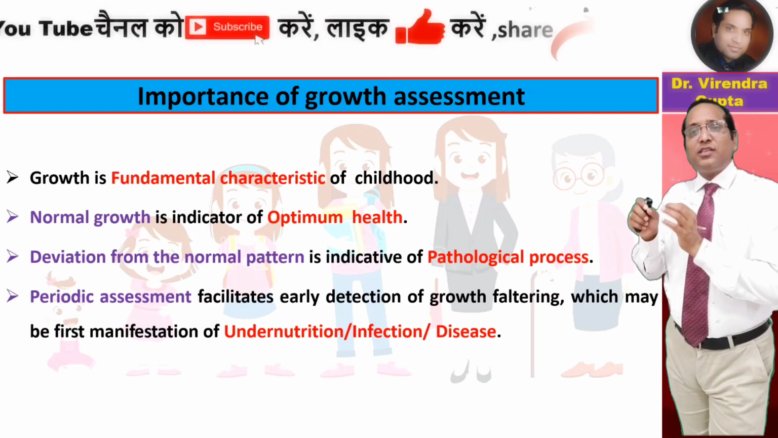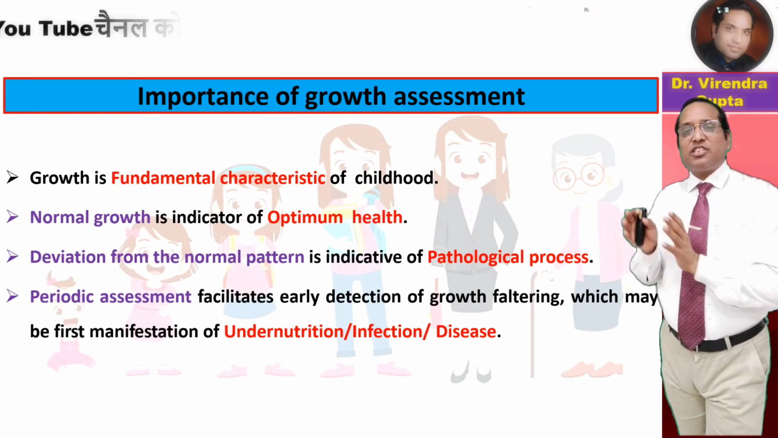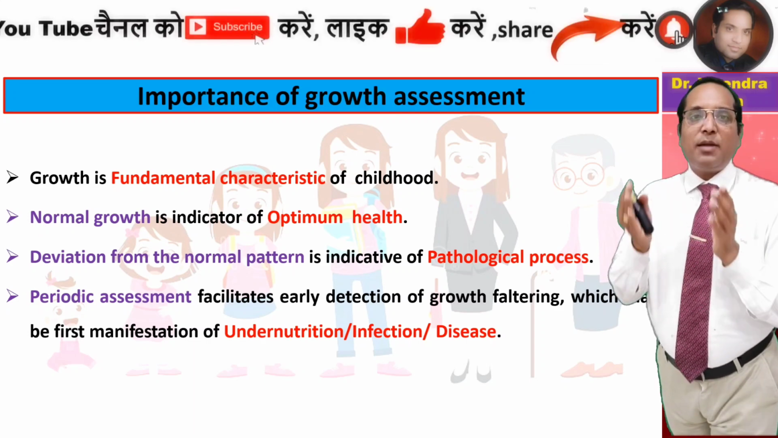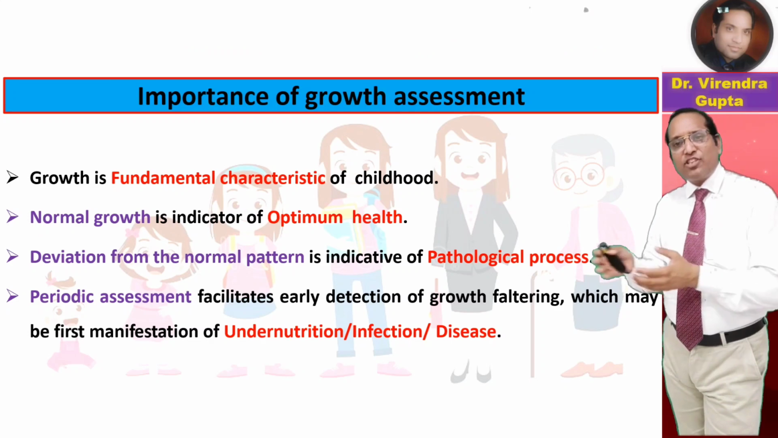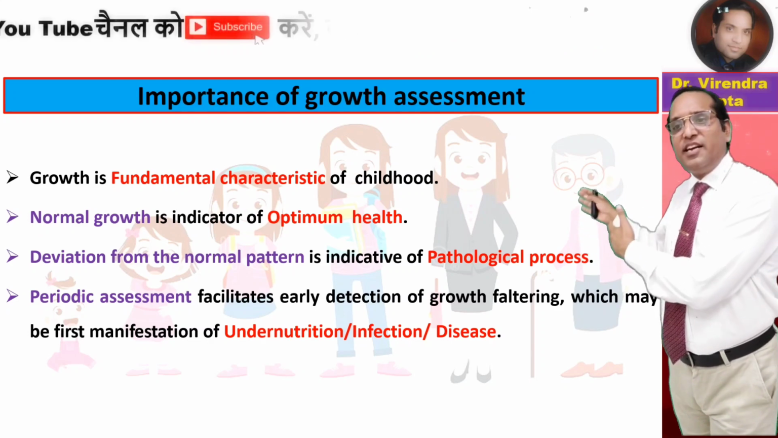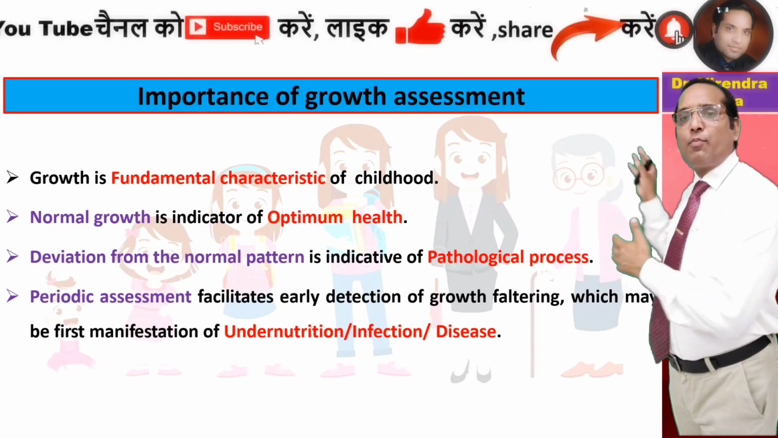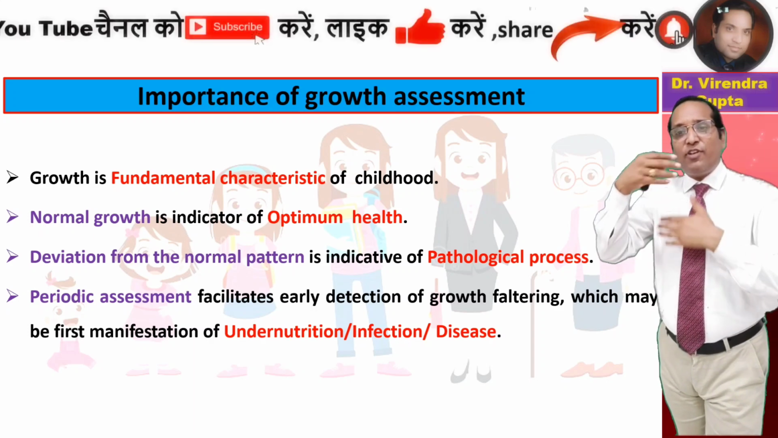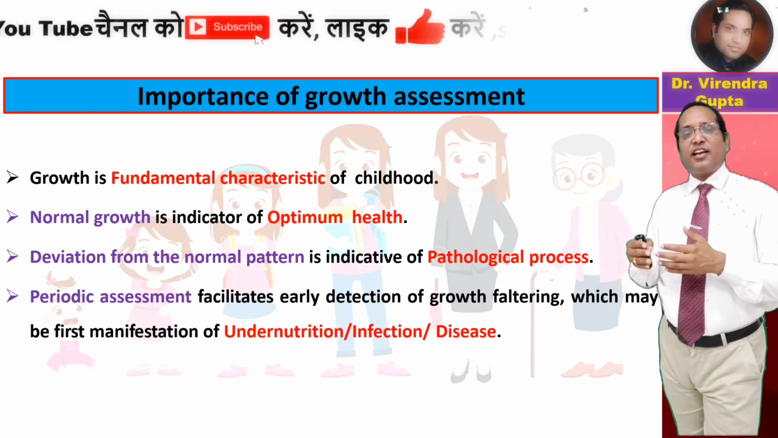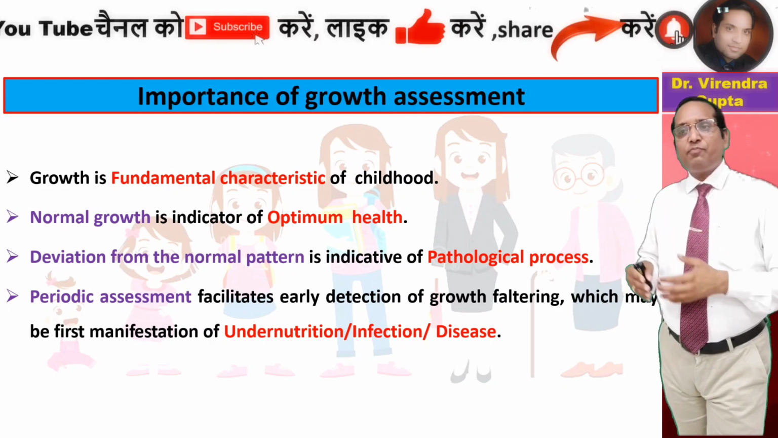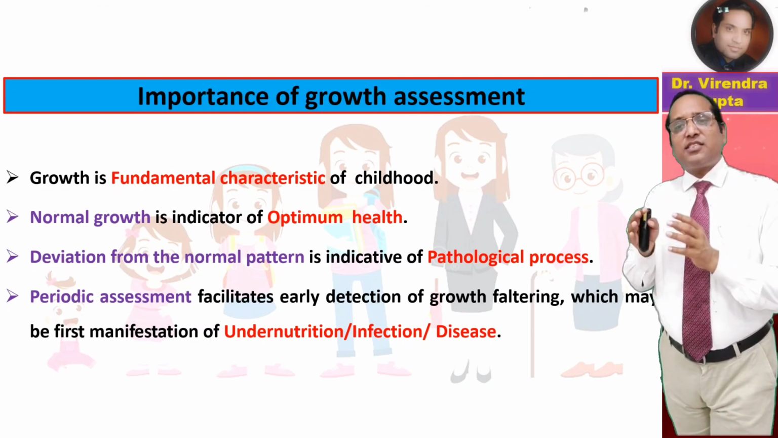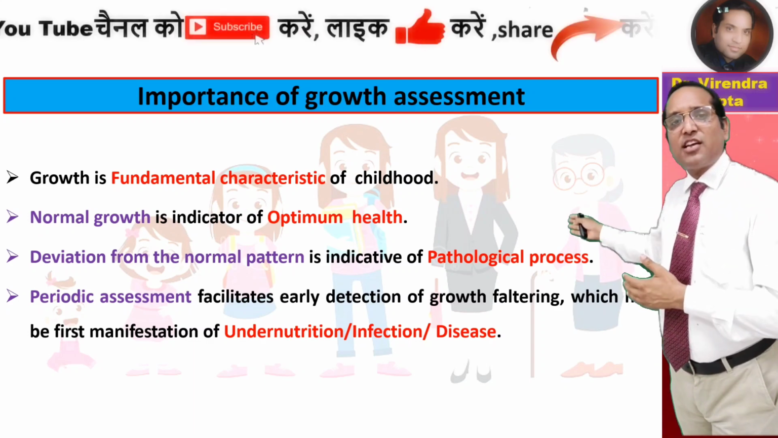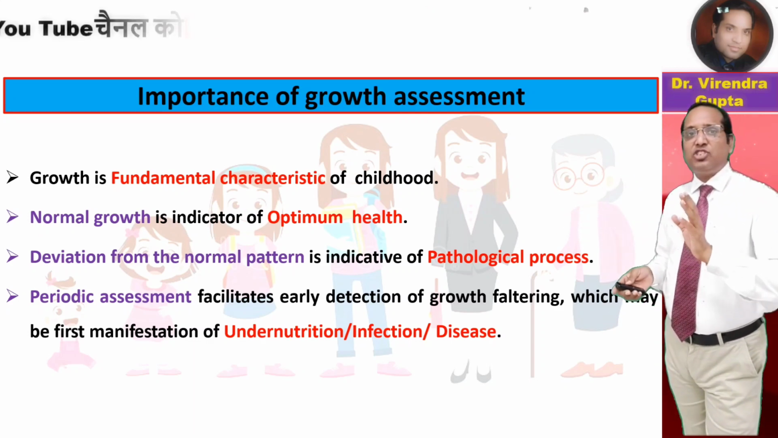And growth is the fundamental characteristic of childhood, where normal growth is the indicator of the optimal health of the child, and deviation from the normal pattern is indicative of a pathological process. Periodic assessment should be done, as it facilitates the detection of growth faltering, which may be the first manifestation of undernutrition, infection, or any disease in childhood.